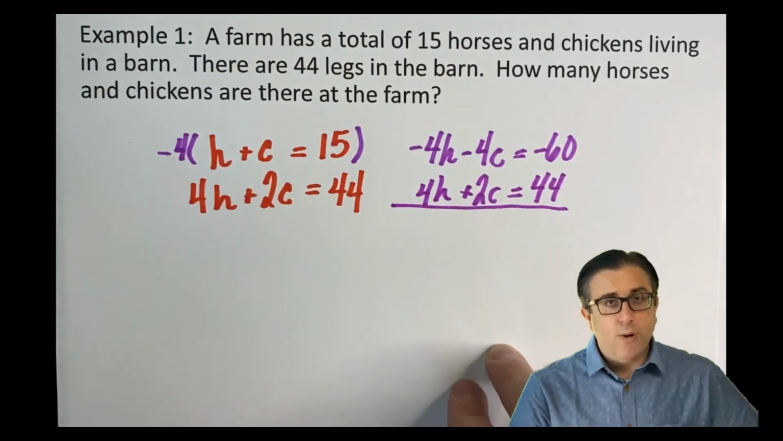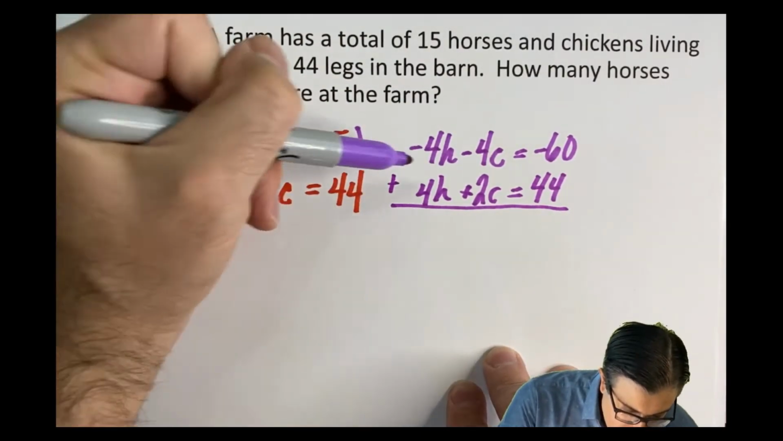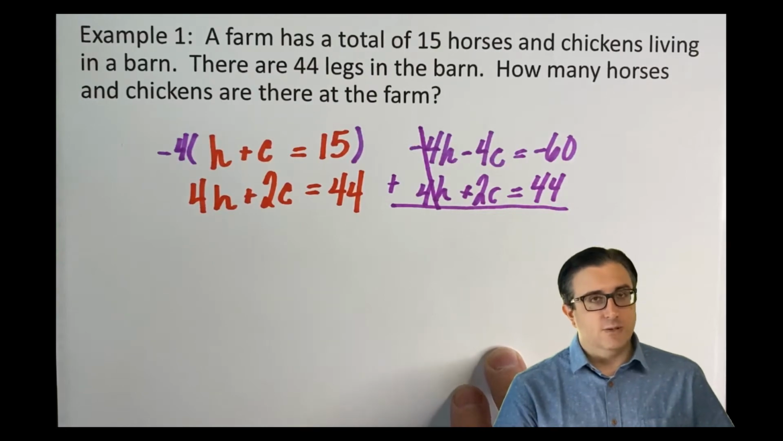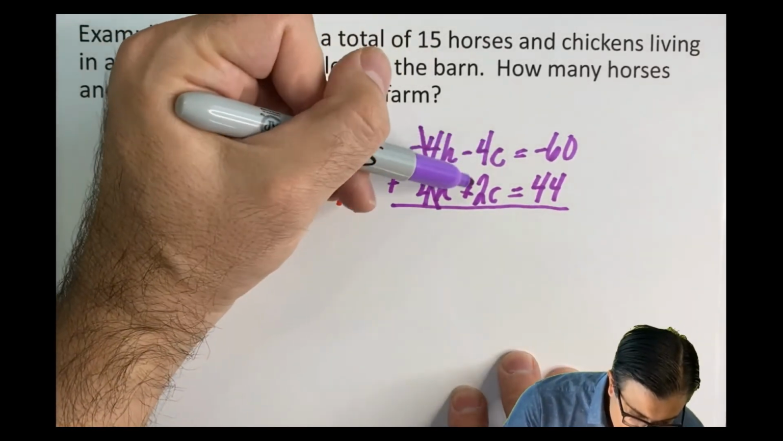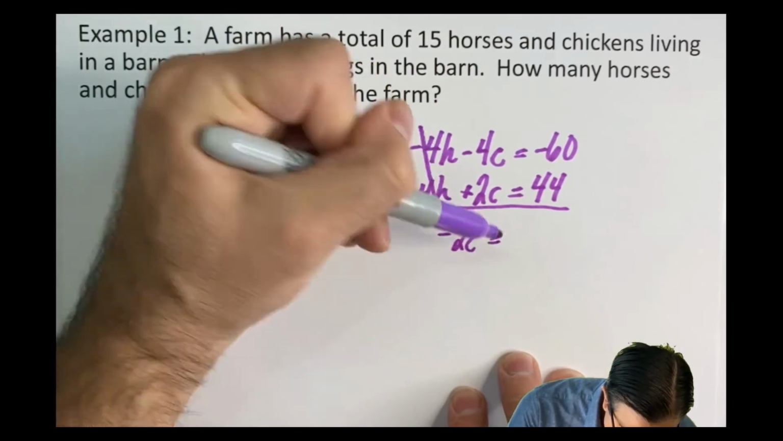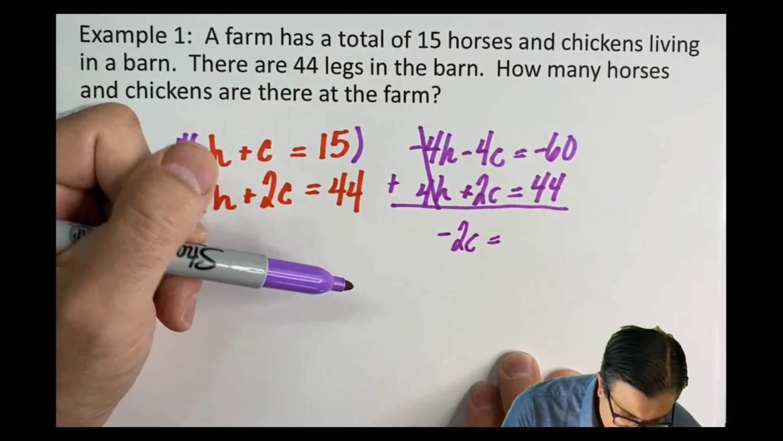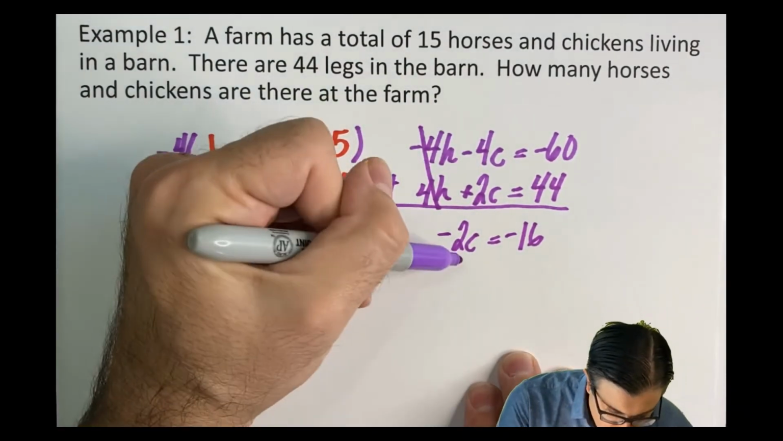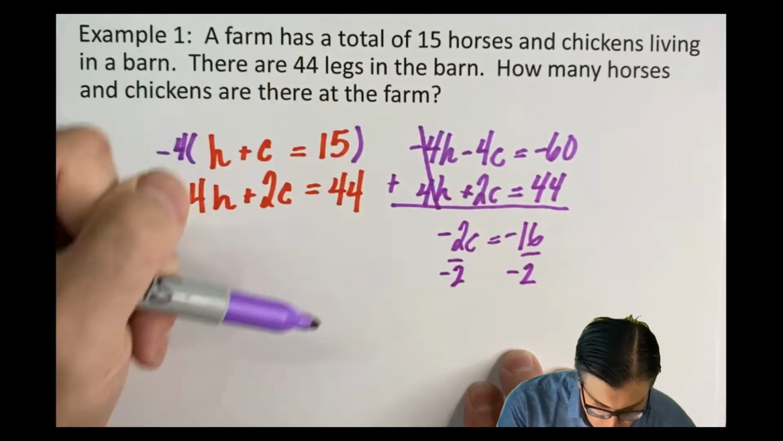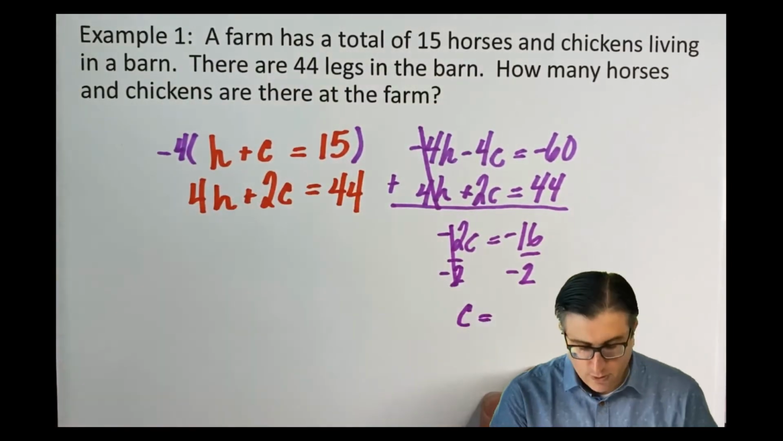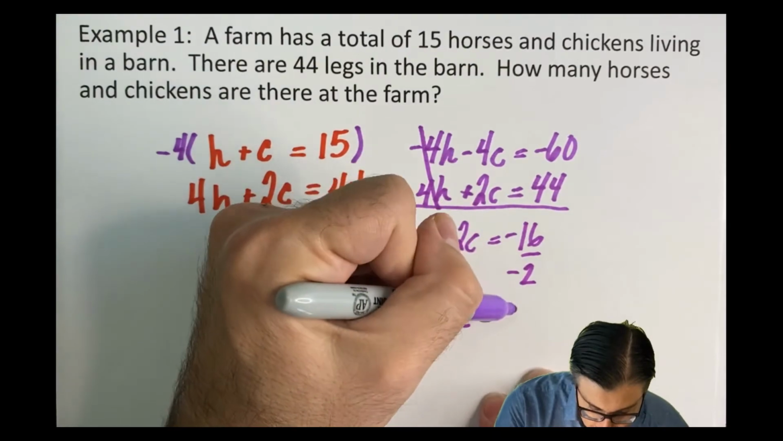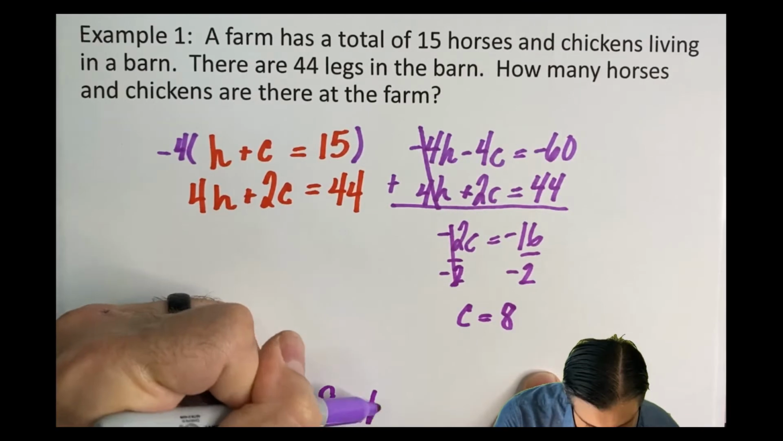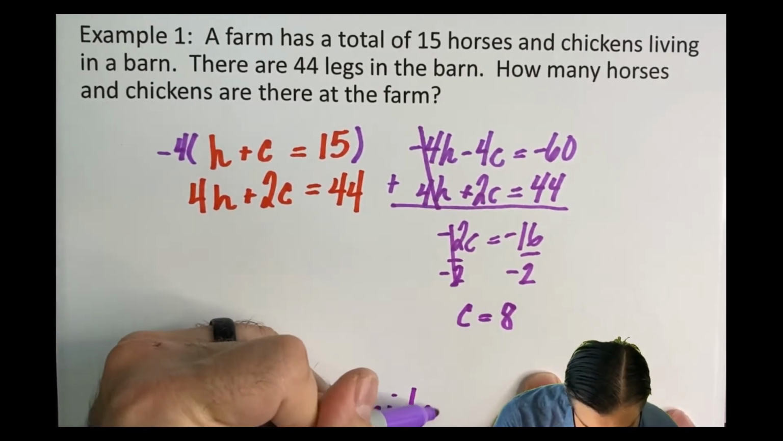And I now combine my equations. I add them up. Negative 4H and 4H go away. Just like in elimination, if one does not cancel, retry it. Negative 4C plus 2C is negative 2C. And negative 60 plus 44 is negative 16. I'm now at a one-step equation, so I divide by negative 2, divide by negative 2, and I find out that C equals negative divided by negative is a positive, and 16 divided by 2 is 8. That means there are 8 chickens in the barn.